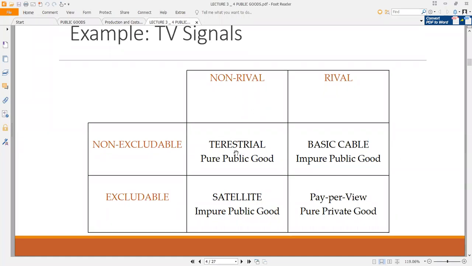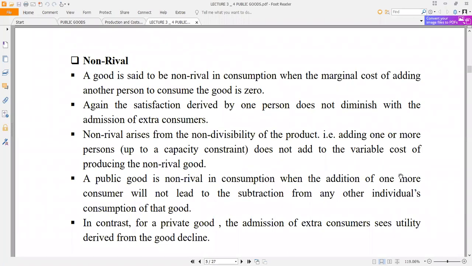Initially, like this TV signal example, we didn't have all these sorts of technology here in Ghana. So we were just using the terrestrial. We all had access, but now because of improvement in technology, some people have been able to develop new ways that we can access these channels, and as a result, they are now failing to be called pure public goods. So from time to time, the properties of these goods do change, and thereby they fail to be called purely public goods.